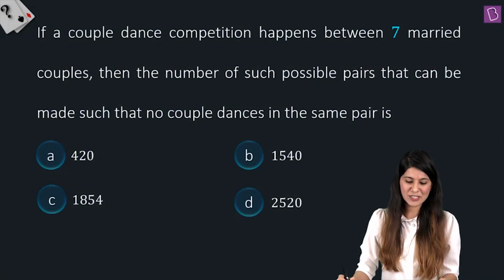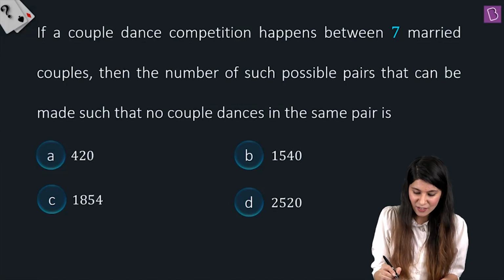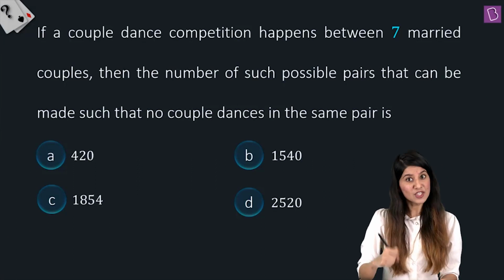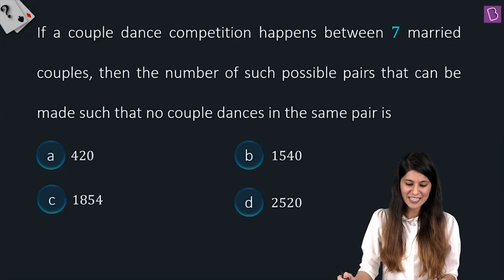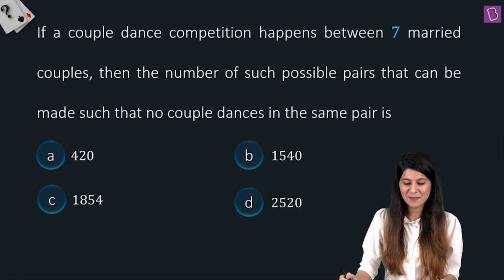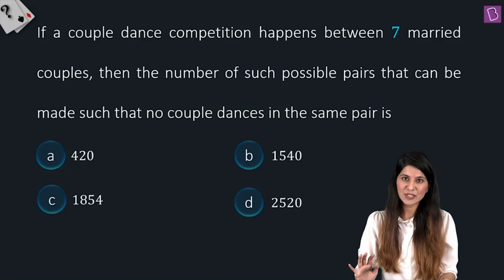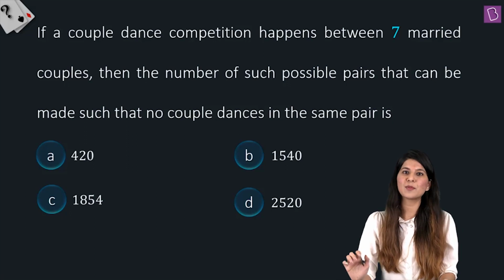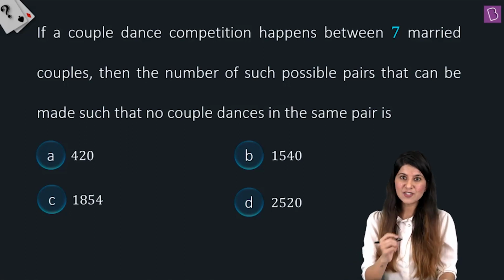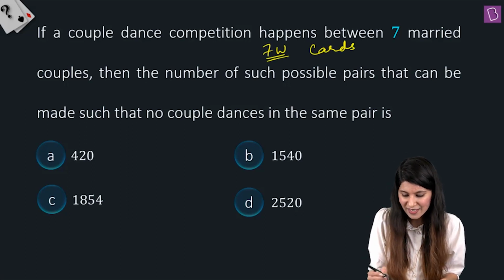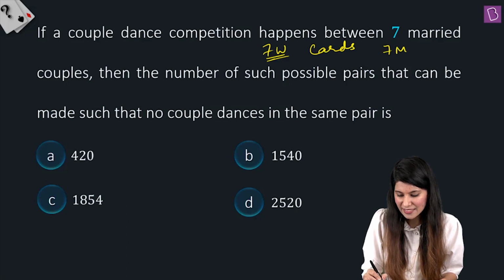In this particular question, it is given that if a couple dance competition happens between 7 married couples, then the number of such possible pairs that can be made such that no couple dances in the same pair. Interesting. Okay, so actually this particular question is a clear-cut problem of derangement of 7 things. Yes. So imagine the 7 women as cards and 7 men as envelopes.